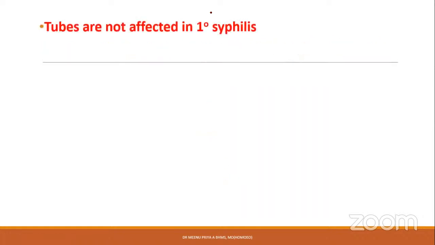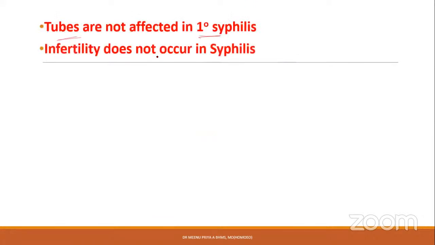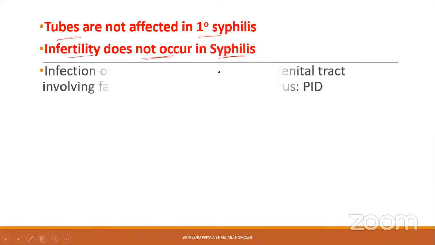Next, tubes are not affected in primary syphilis. In primary syphilis, fallopian tubes are not at all affected. Infertility does not occur in syphilis. These are all key points, just remember.